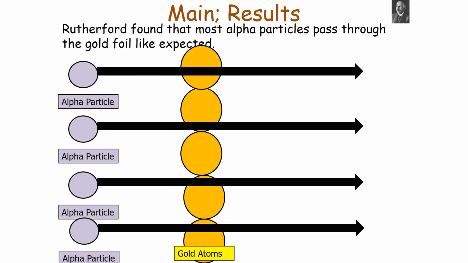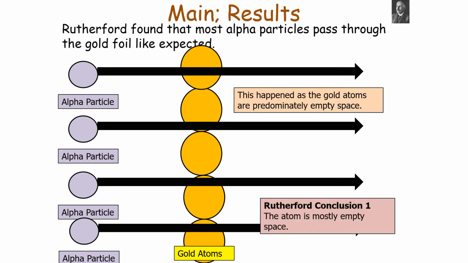But what actually happened? Well, when we carried out the experiment, most of the alpha particles passed through the gold foil like expected, but they didn't smash through. They went straight through because gold atoms are predominantly empty space. So the first conclusion Rutherford made is that the atom is mostly empty space.